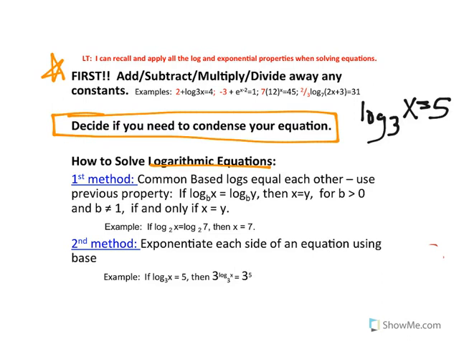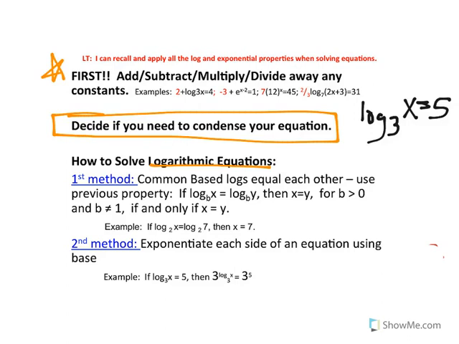Now, keep in mind, you could do around the world here. You could say 3 to the 5th power equals x, and that would be your answer. If you see that, that's awesome. Do it, because it's really easy. But for the sake of today's lesson, I want to show you the other way as well.